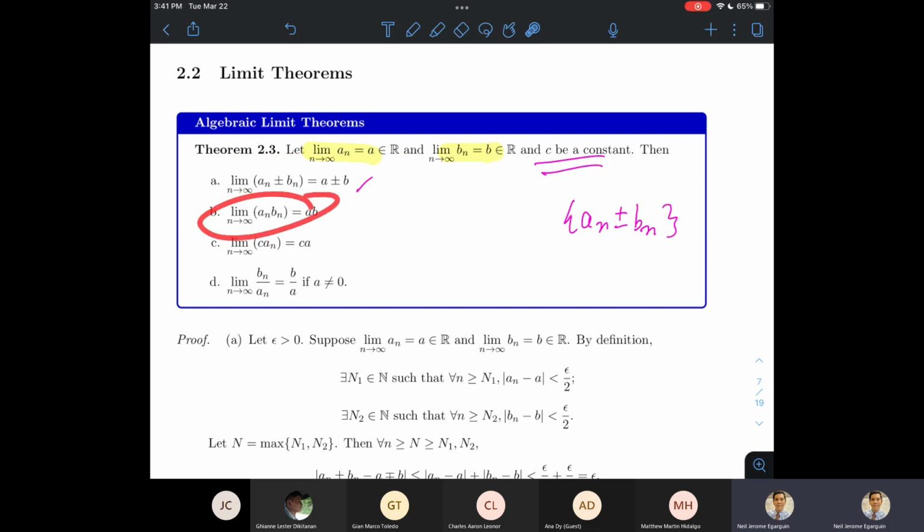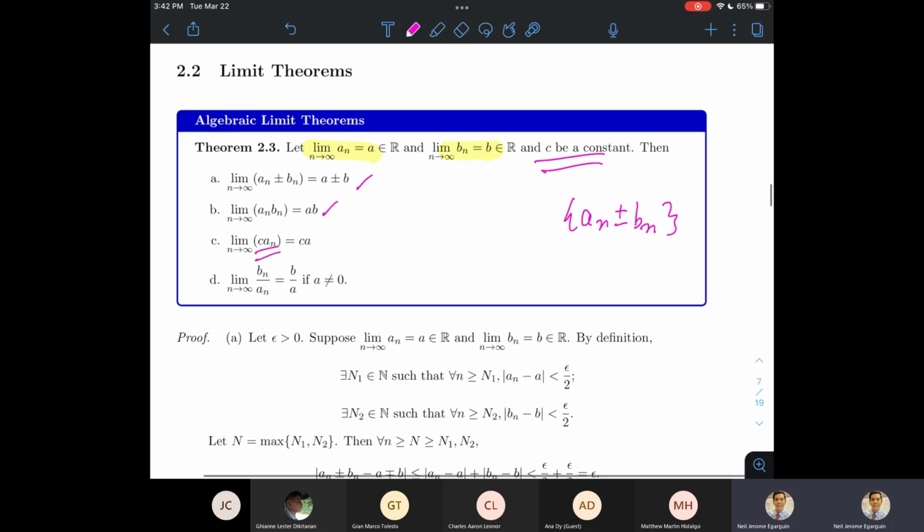Yung B, ganun din. If you take the product of corresponding terms in your sequence, the resulting sequence will still converge, and they will converge, or the sequence will converge to the product of the limits. Tapos, pag meron ka naman sequence AN, minultiply mo lahat ng terms nila by a constant C, the resulting sequence is still convergent, and it will converge to C times the limit A.